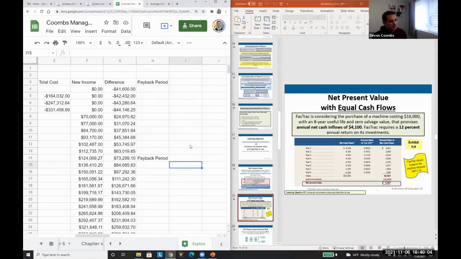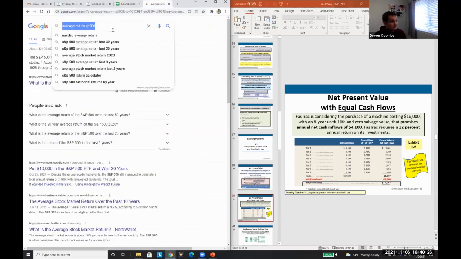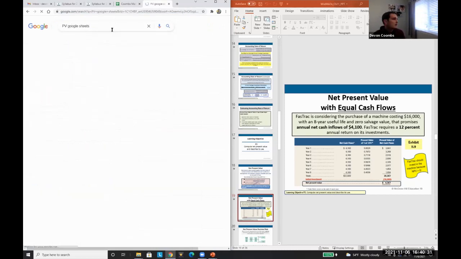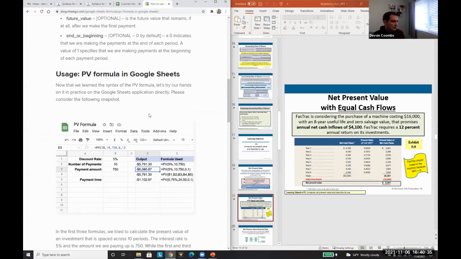So what is the present value? Let's do it. Present value of net cash flows, PV. We can calculate this with the present value calculation concept in Google Sheets. If you ever want to look up what a Google Sheets formula is, how you calculate it, search present value, Google Sheets. There's always something you can Google.